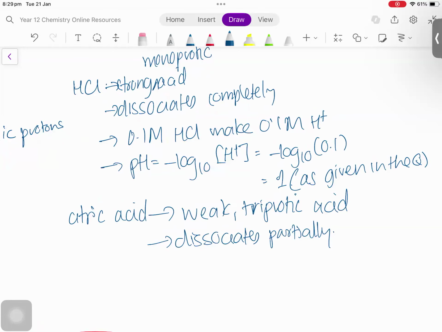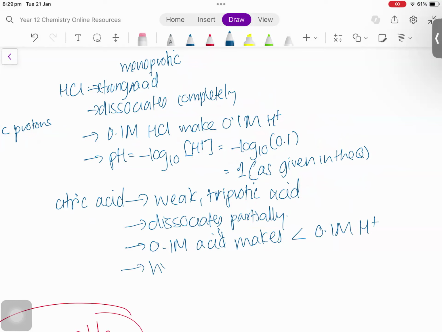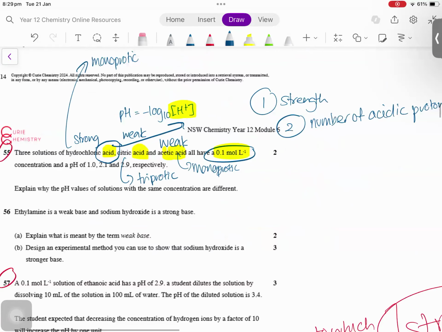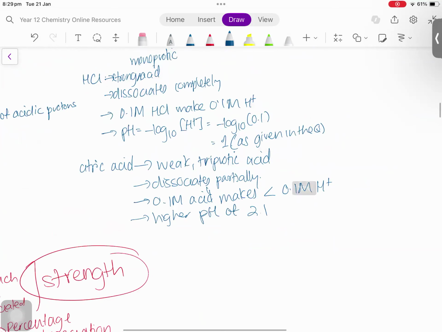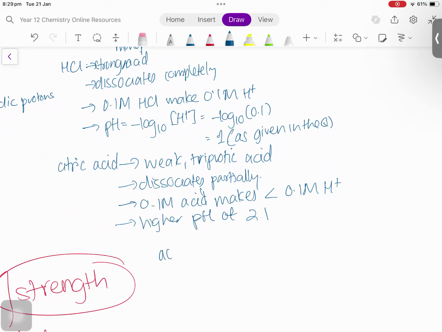Weak triprotic acid, it dissociates partially. So 0.1 molar acid makes less than 0.1 molar H plus. And that's why you have a higher pH of, what was it? It was 2.1. Okay. Then I follow the same structure with acetic acid. I'm going to go acetic acid. It's a weak monoprotic acid. It also dissociates partially.